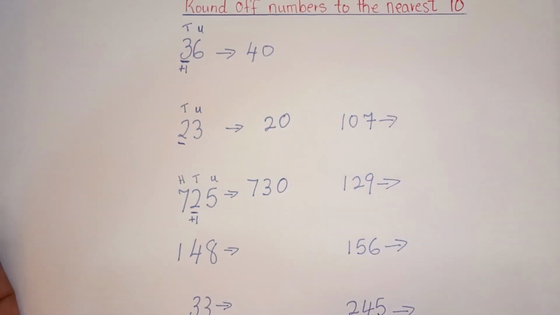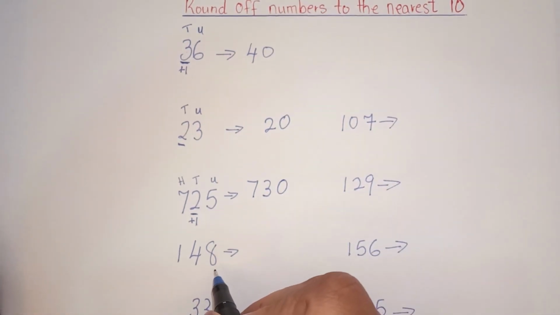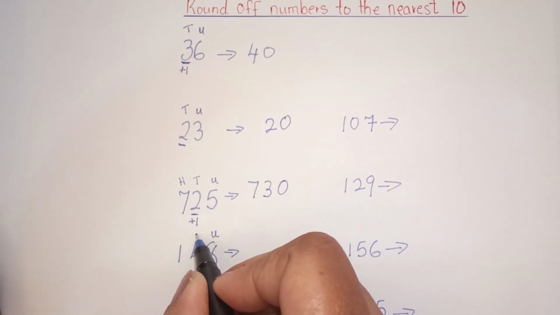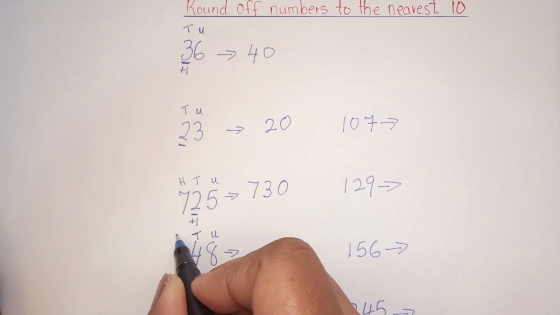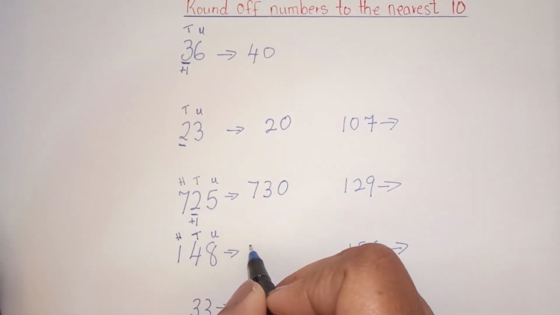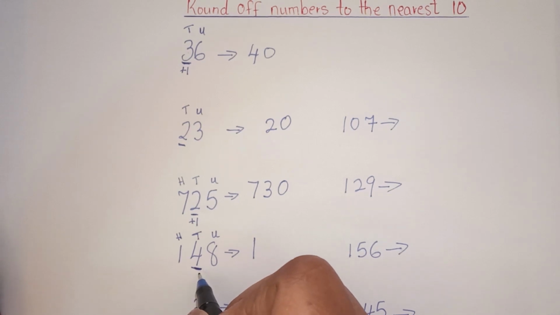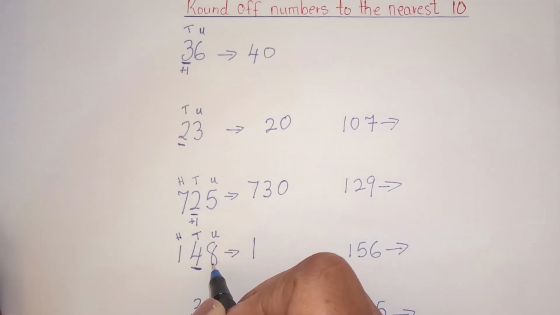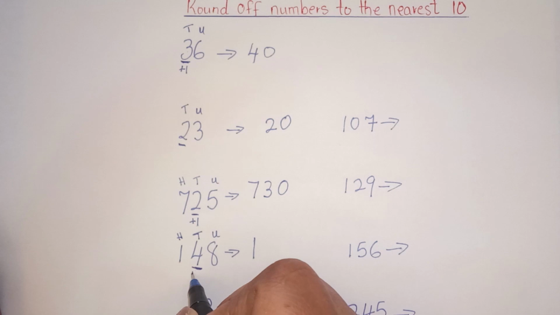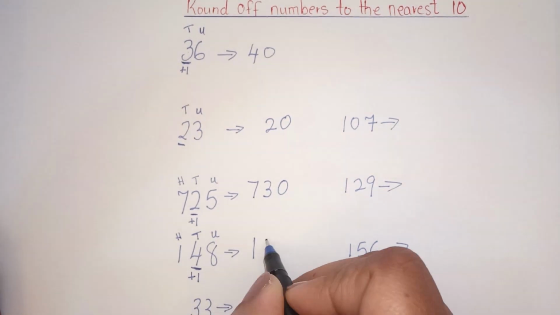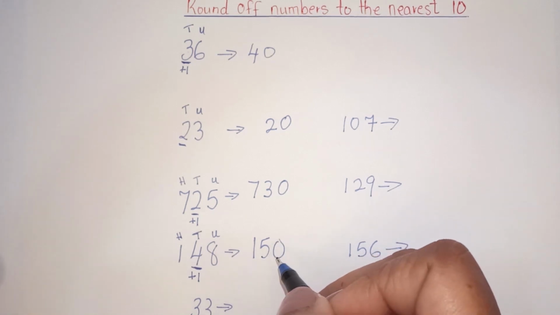Okay, here we have 148. So again, 8 is units, 4 is tens and 1 is hundreds. We write 1 as it is. Then we spot out the tens, which is 4. The number next to it is 8. 8 can give 1, so we say plus 1. So 4 plus 1 is 5 and 8 will become 0.